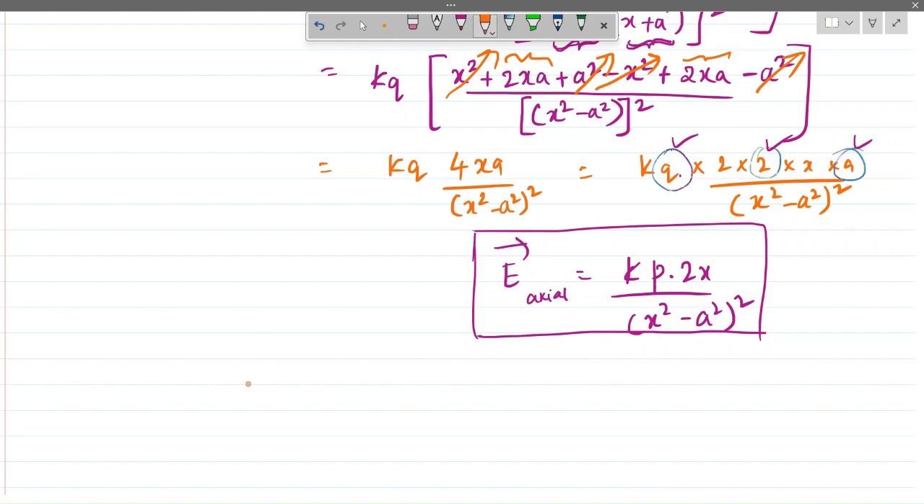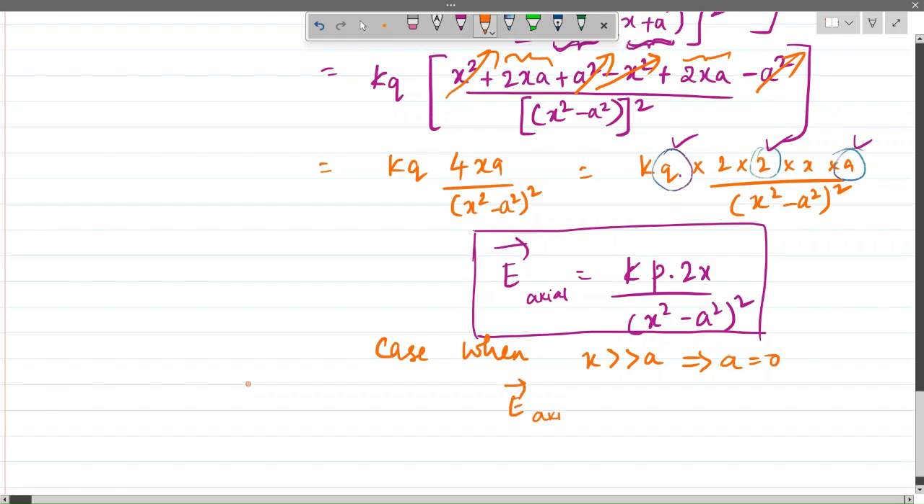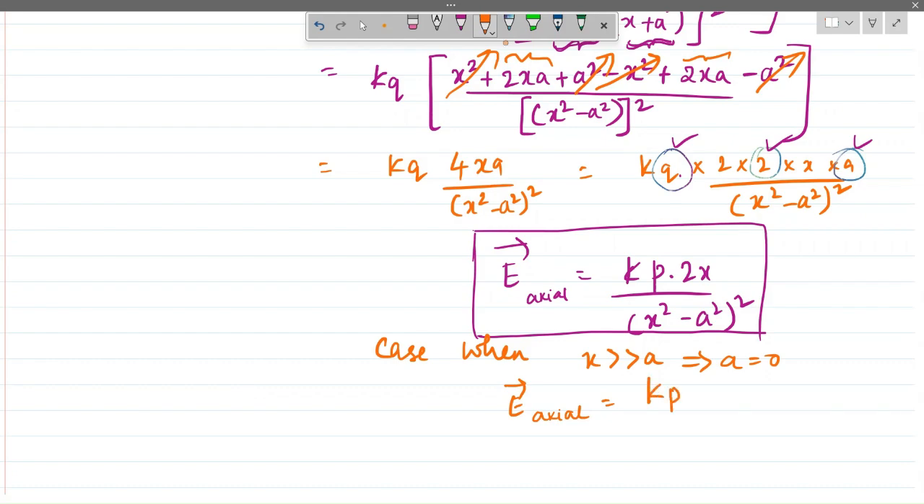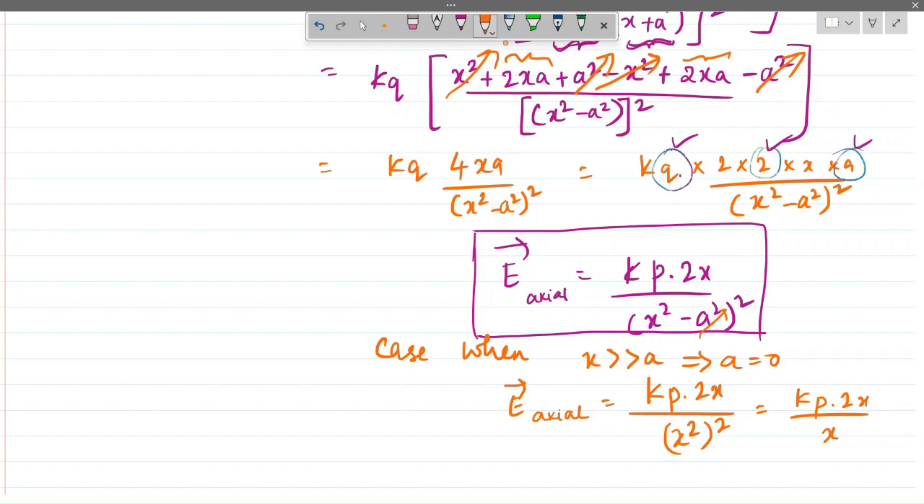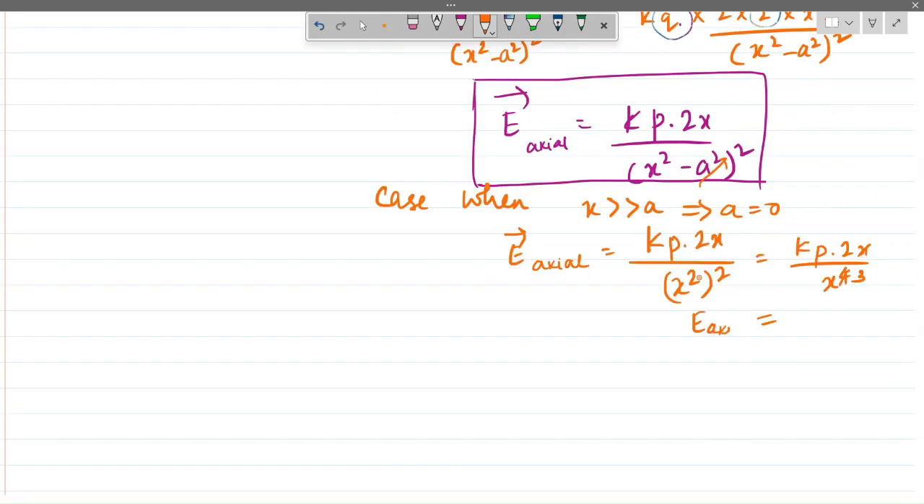Now here we have a case when x is very much greater than a, that time a is almost equal to 0, right? So what will this be? A will be 0 means E axial is equal to k into p into 2x divided by, if a is 0, x square the whole square, which is equal to k into p into 2x divided by x to the power 4. This becomes x cube. So E axial is equal to 2kp divided by x cube.